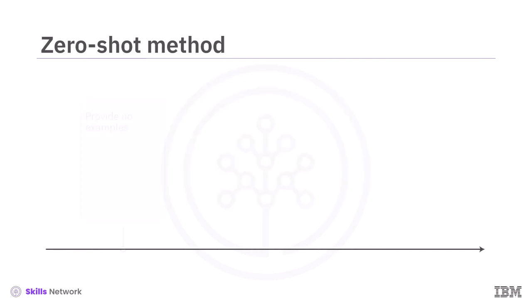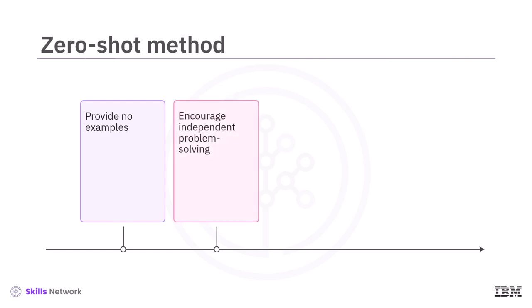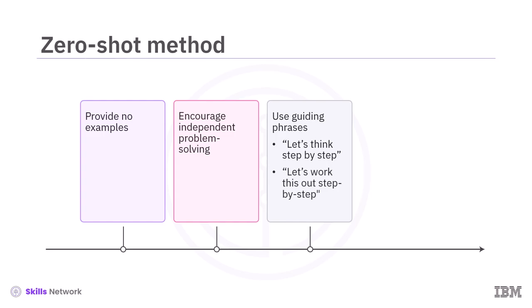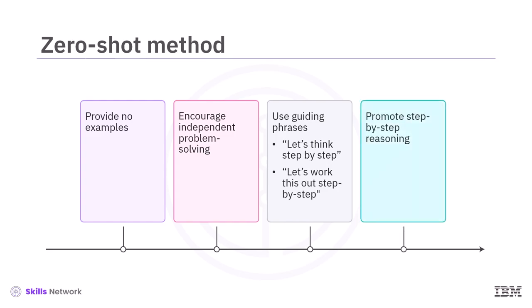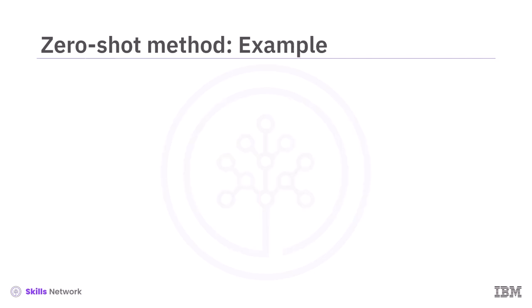In the zero-shot method, no example is provided and the system is encouraged to figure out the answer independently. Phrases such as, "Let's think step by step," or "Let's work this out step by step to ensure we have the right answer," are added to the prompt to help the system devise methods to solve the problem independently. Let's take the same pen case problem and see how it is solved using the zero-shot method.